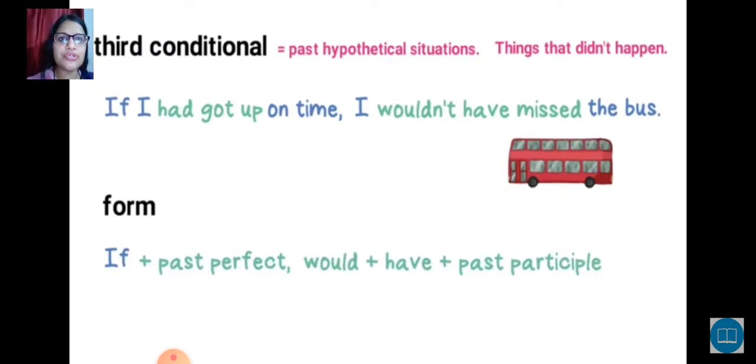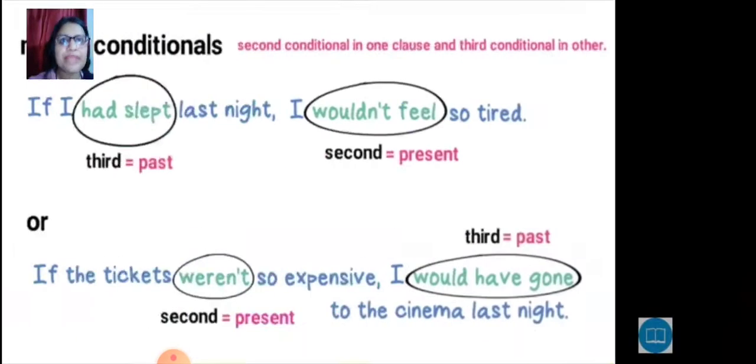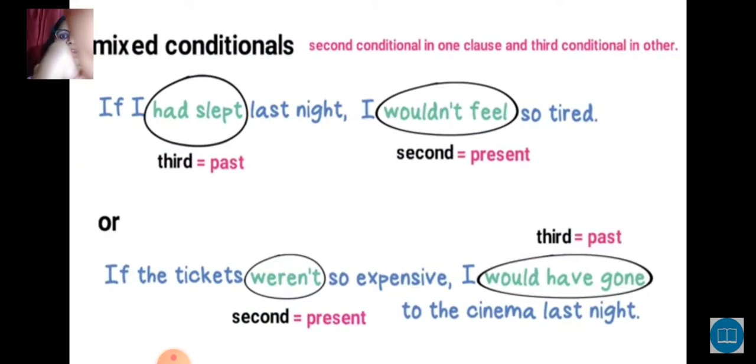Which form are you going to use? That is if plus past perfect, comma would plus have plus past participle. Let's just discuss your final one, that is your mixed conditionals, second conditional in one clause and third conditional in the other. Vice versa, we are going to study: if I had slept last night, I wouldn't feel so tired. Third is used first, second we have used last. Or if the tickets were not so expensive, I would have gone. Second we have used now first and third at the last.